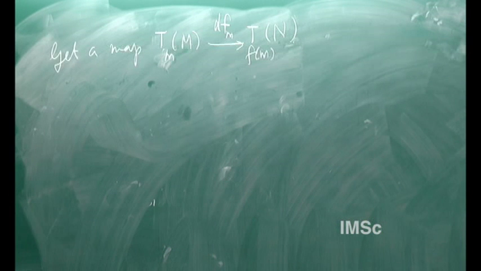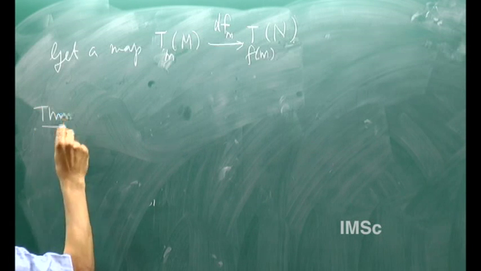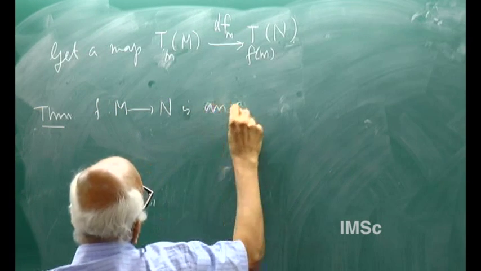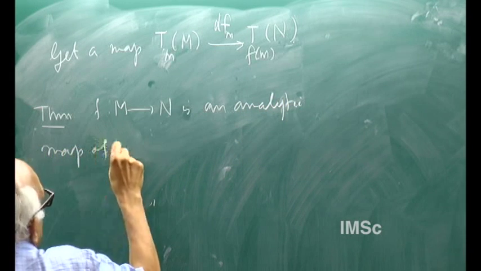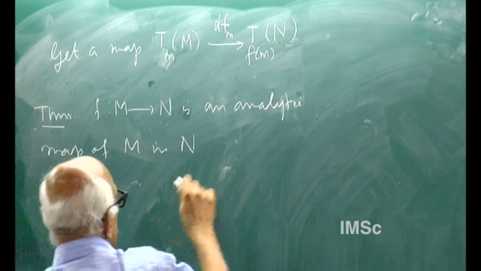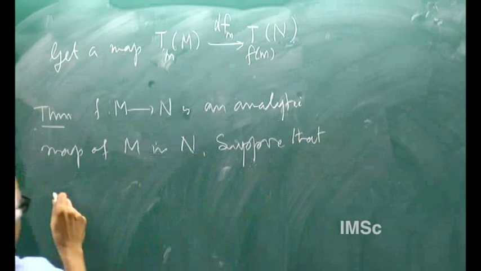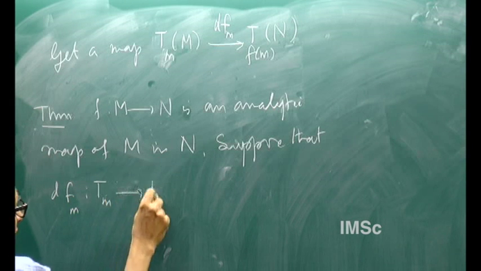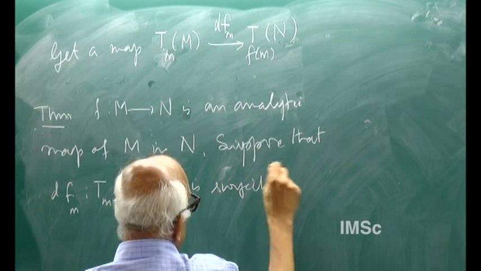Okay, now I can formulate the implicit function theorem in the language of manifolds if you like. Suppose f: M to N is an analytic map of an analytic manifold M into N, and suppose further Df at the point m, from the tangent space at m to the tangent space at f(m), is surjective, is onto for every m in M.